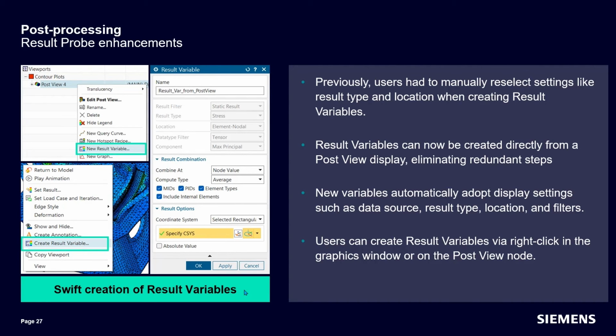The new variables automatically will adopt the display settings such as data source, result type, location, filters, etc. The users can create the result variable simply by right-clicking in the graphics window or from the post view node. So let's take a look at this in action.